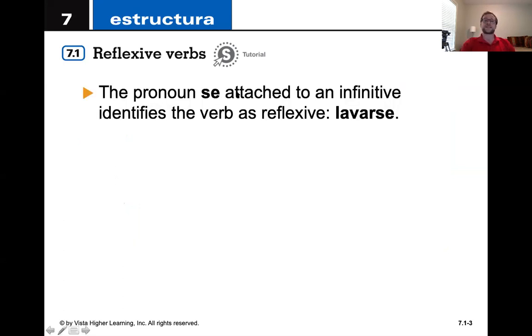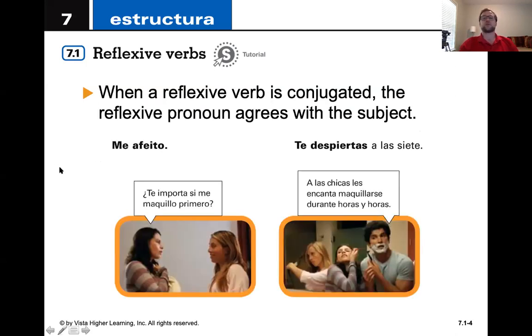So the pronoun se attached to an infinitive identifies the verb as reflexive. So, por ejemplo, lavarse, despertarse, levantarse, ducharse, bañarse, okay? Now, when a reflexive verb is conjugated, the reflexive pronoun agrees with the subject, okay? Thus, reflecting the action back, okay?